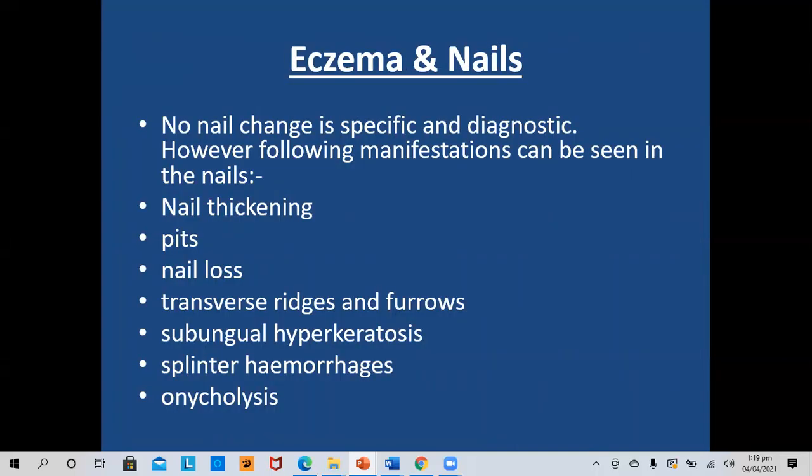Eczema and nail. No nail change is specific and diagnostic of eczema. However, a patient of eczema can have nail thickening, pits, nail loss, transverse ridges or furrows, subungual hyperkeratosis, splinter hemorrhage, and onycholysis. But none of the changes are typical of eczema.